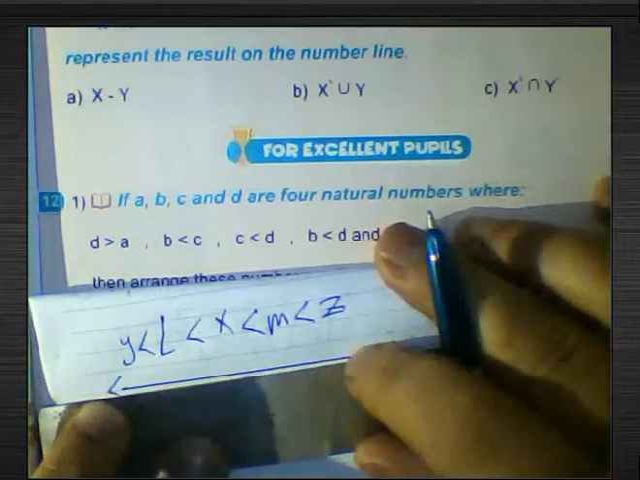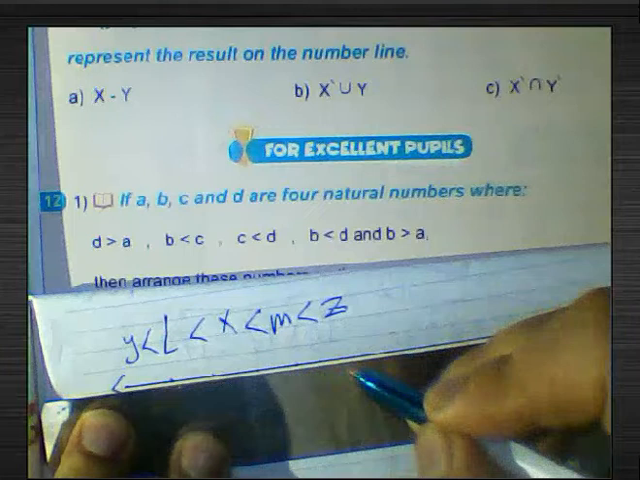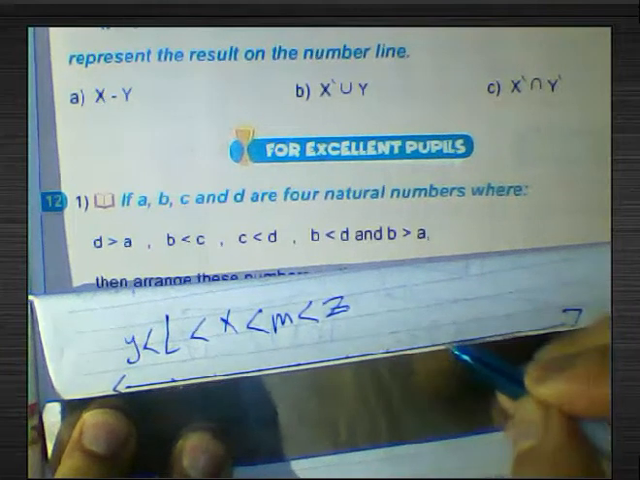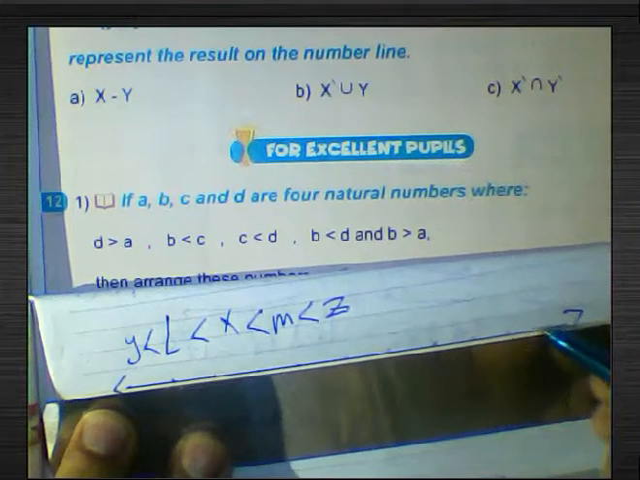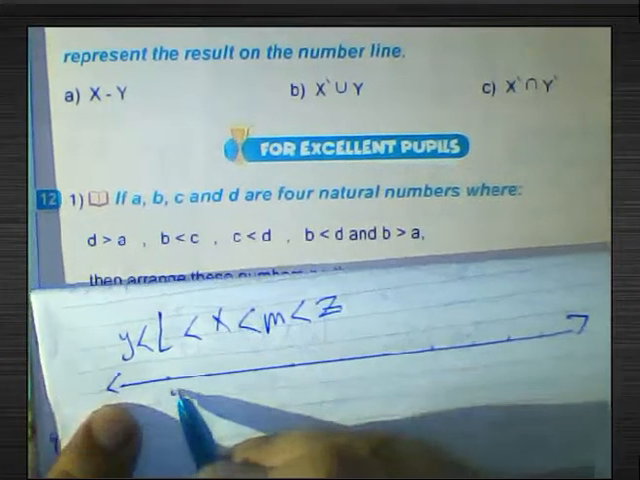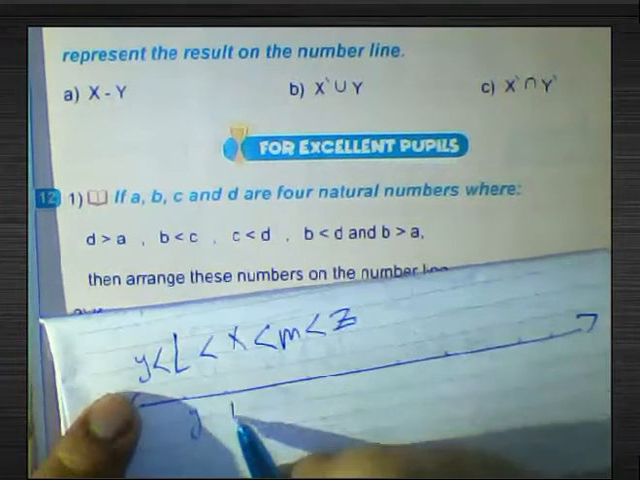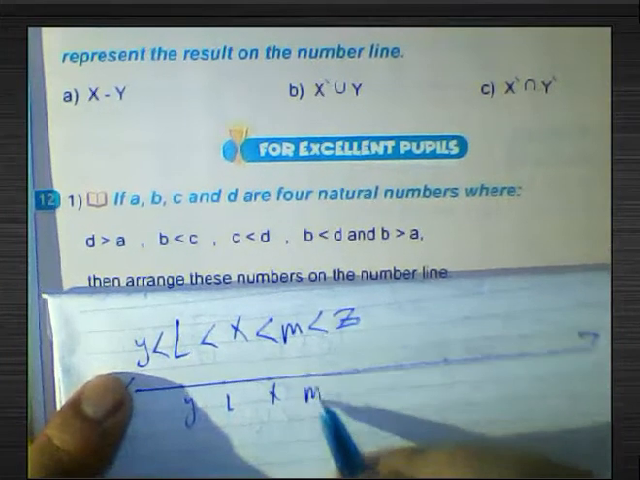And then write all elements, with the distance between each of them equal to 1 centimeter. And first write y, l, x, m, z.